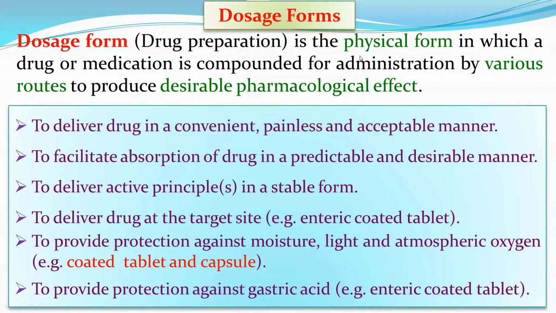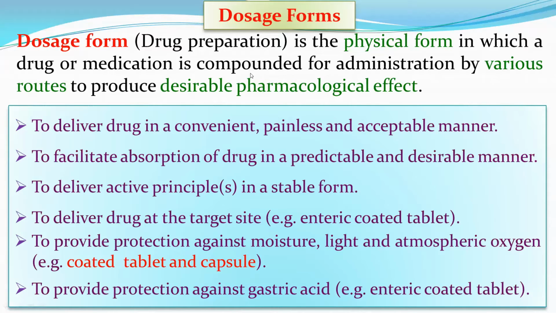Okay, then. So dosage form means any form of the medicine through which the drug is administered to the animal or the human being. That's known as the dosage form, to bring the desirable pharmacological effect.